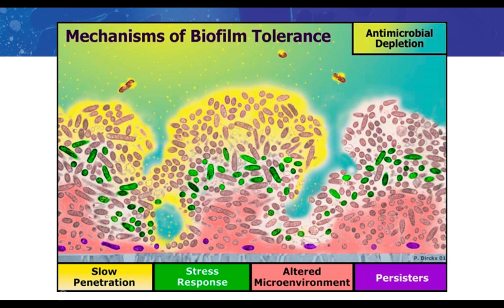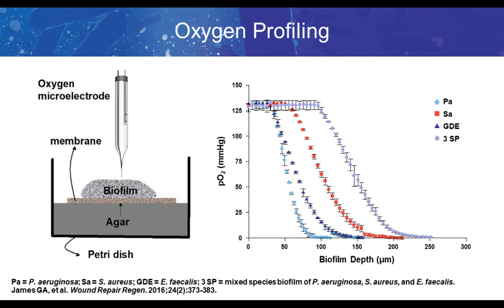And so again, here's using microelectrodes to measure chemical gradients within the biofilm. And in this case, we're measuring the oxygen gradient through the biofilm. And we have 3 different species of bacteria, Pseudomonas aeruginosa, Staph aureus, and group D, Enterococcus, and then all 3 species mixed together. And what you can see here is regardless of species or whether it's mixed species or polymicrobial, we still see this steep oxygen gradient, and oxygen just doesn't penetrate very far into the biofilm.